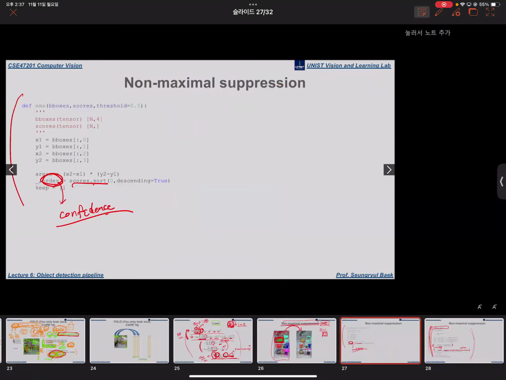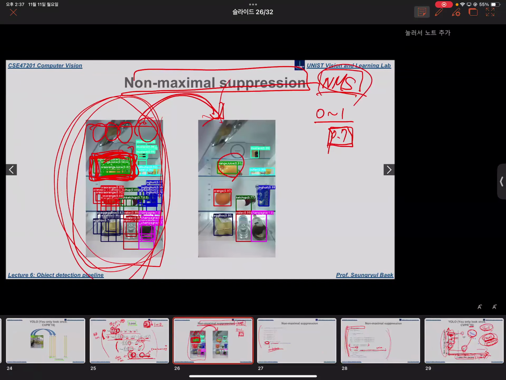This is the code for that, and basically what they do in non-maximal suppression is, when 2 bounding boxes are highly overlapped, which means they have a high IOU value between them, then we select only the one with the higher confidence value. So with this algorithm, we can select the best one that describes the object.